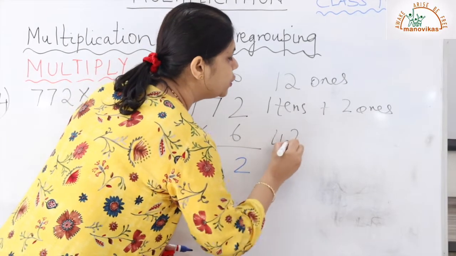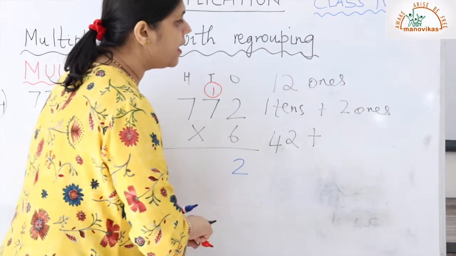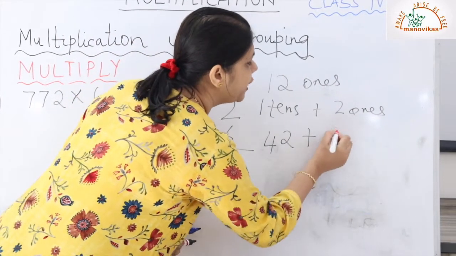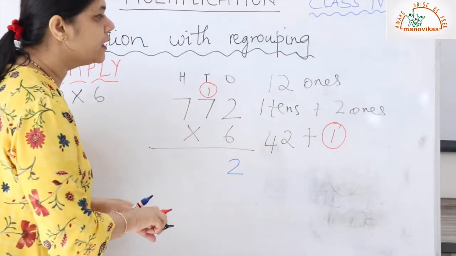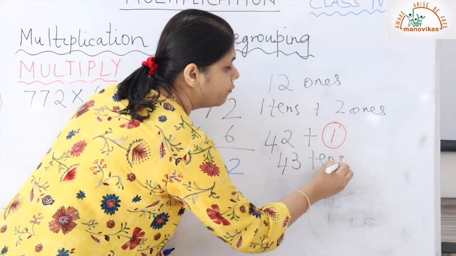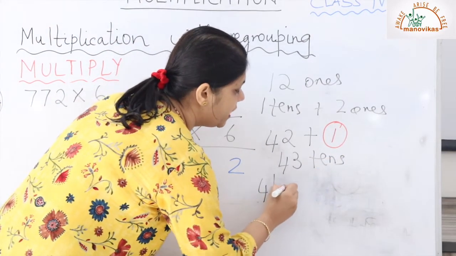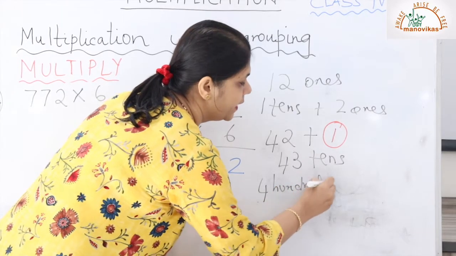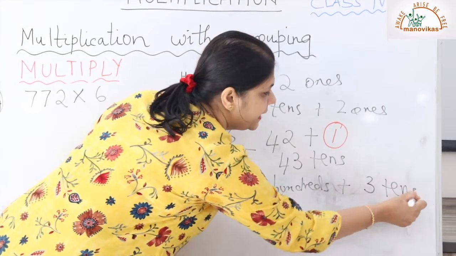42 plus this 1, which we have as a carryover. We cannot forget that, right? So 42 plus 1 will give us 43 tens. And what does that equal to? You have 4 hundreds and 3 tens, correct? 3 tens.